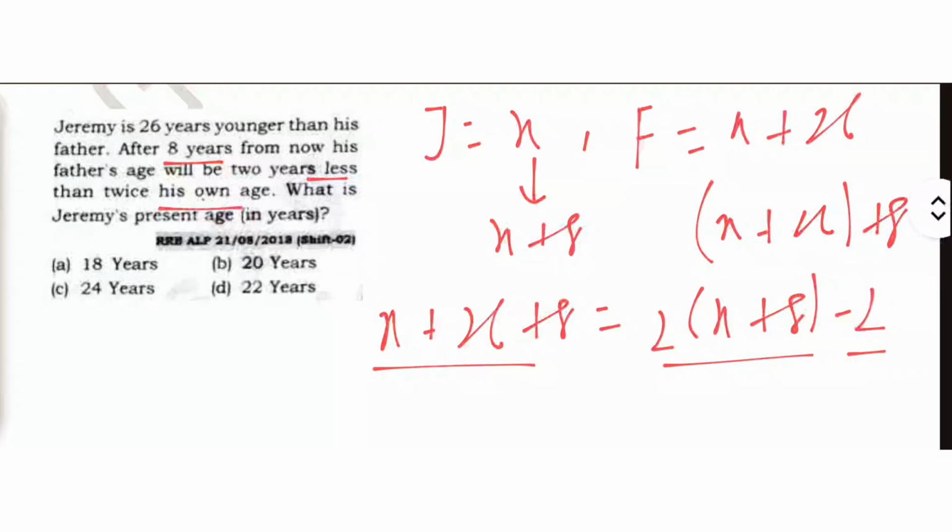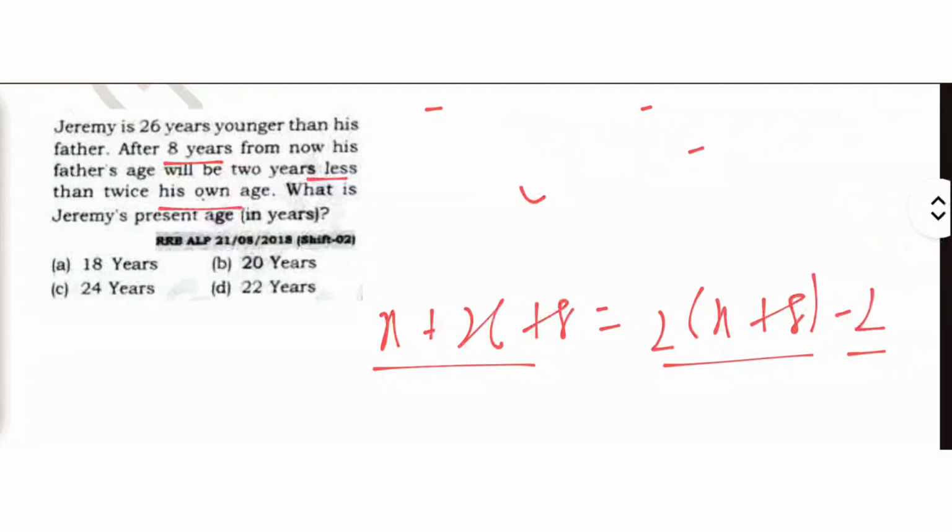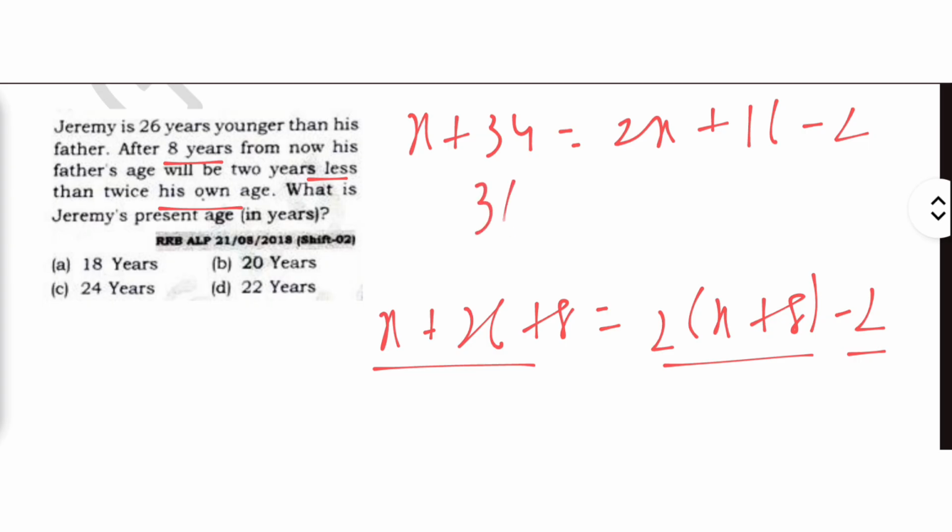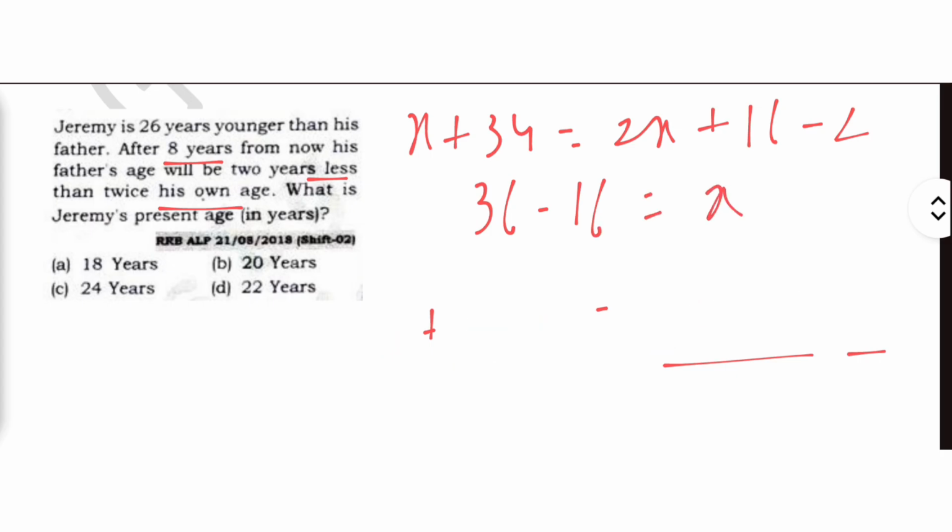We have to solve this equation now. So X plus 34 equals 2X plus 16 minus 2, which is 14. We take everything this side. So 34 plus 2 is 36 minus 16 is X. So X is how much? So your X is 20.